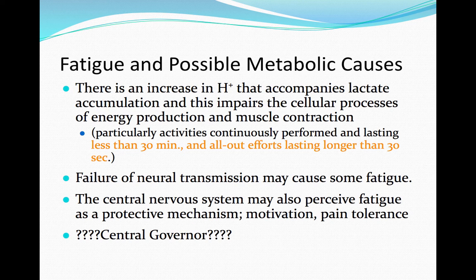Those excessive hydrogen ions are going to impair cellular processes regarding energy production and muscle contraction. Okay? And you're going to get a lot of those hydrogen ions when you do really high intensity activity that creates a lot of lactate. So with really high intensity cycling or interval training, you're going to have to slow down or stop.